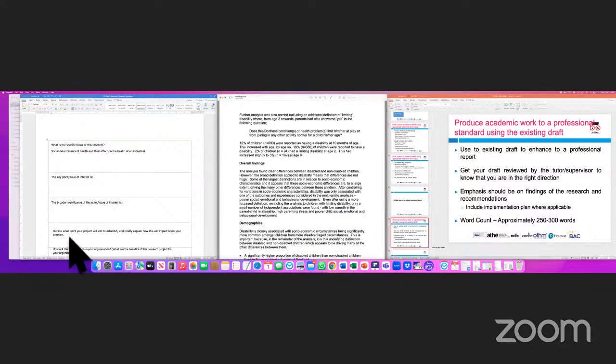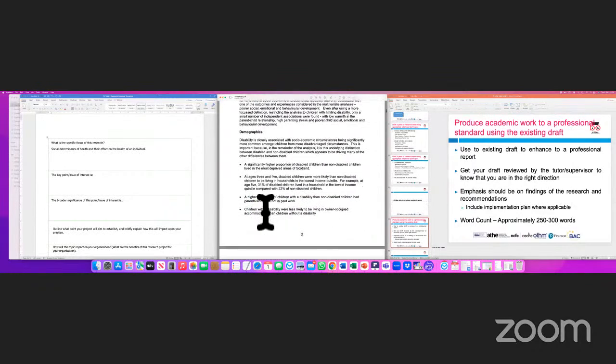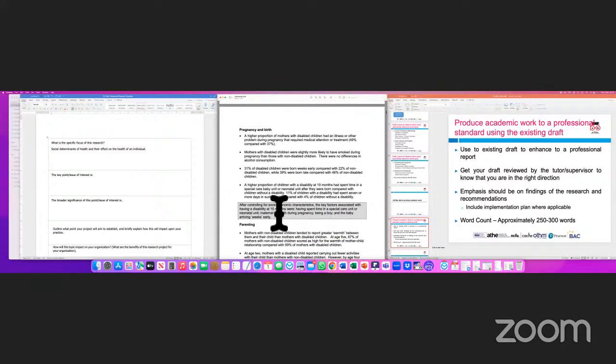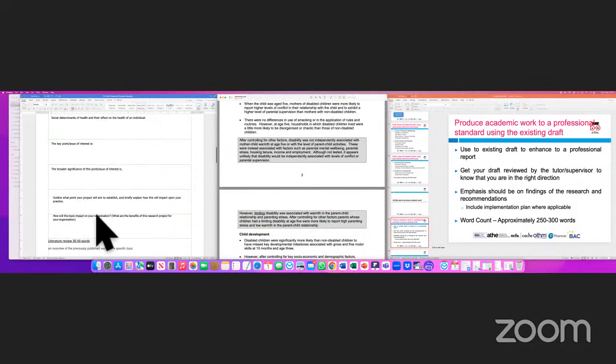What is the overall broader significance of the research and what it expects to uncover is given in the overall findings. Now, outline what points in your project you will establish and briefly explain those points. So here they've considered points like demographics, in particular pregnancy and birth, and parenting techniques, which are going to be outlined in this case, to cover these 2 parts of the research proposal.